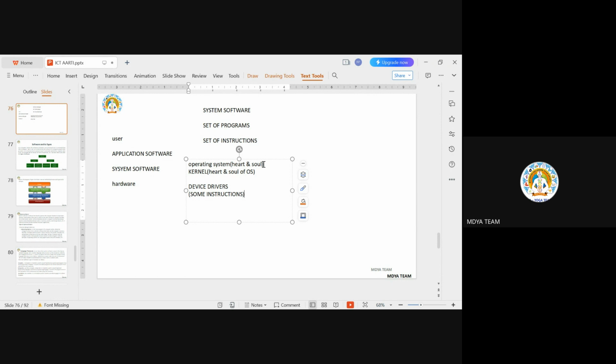So this is another concept regarding this. But you have to understand that a device driver is just for the hardware, to run the hardware. There are so many instructions written in the device driver to run the hardware.